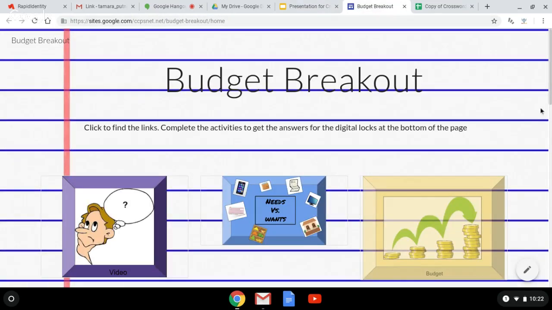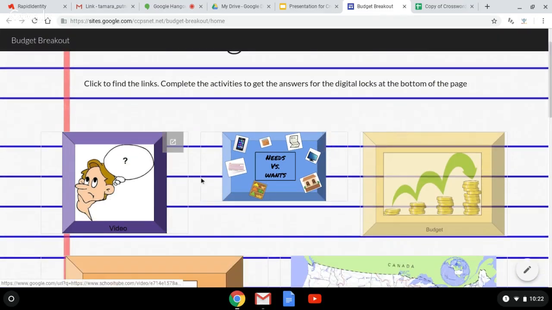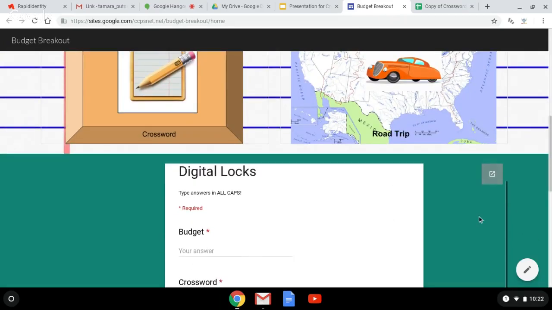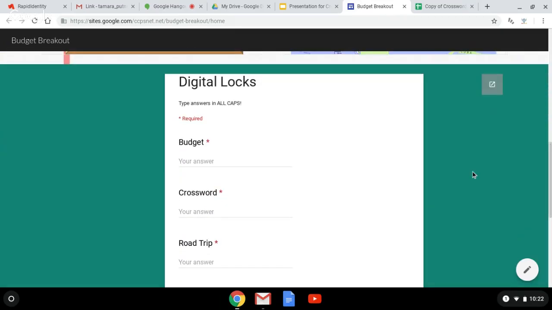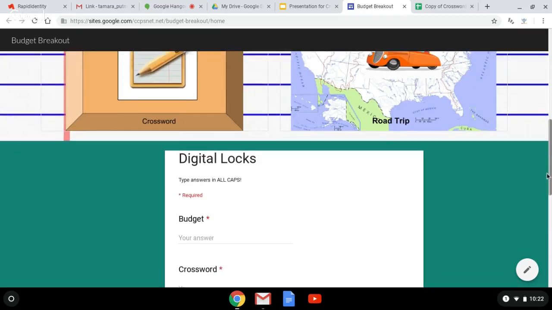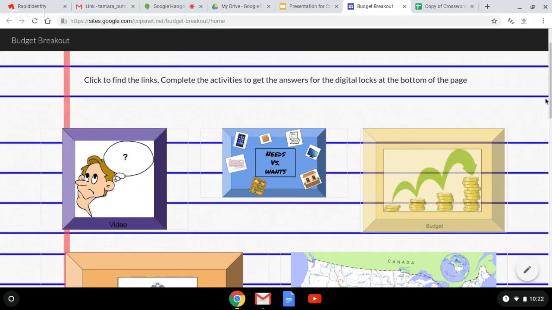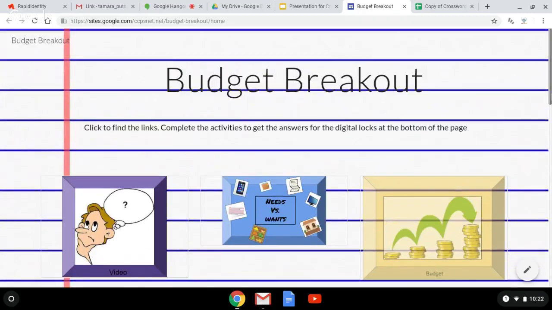And this is the breakout that I created with the economics teacher. We called it a budget breakout. It has various links here at the top, and at the bottom is a Google form for the digital locks that go with the game. You don't have to put the digital locks at the bottom. They can be at the top, at the side, however you want to set up your page. But this is the breakout that I created.